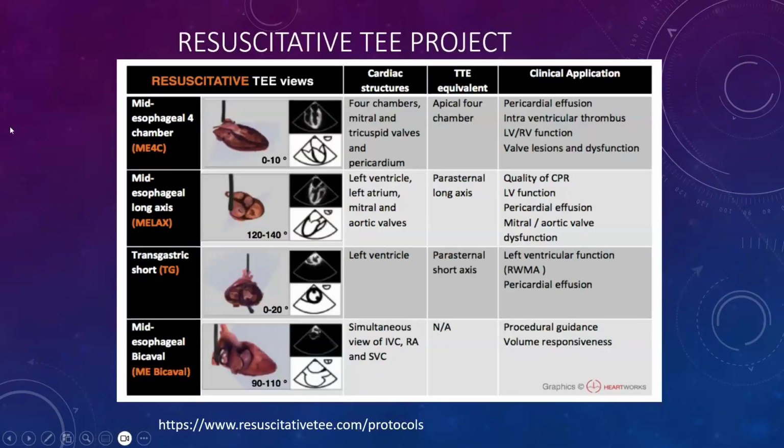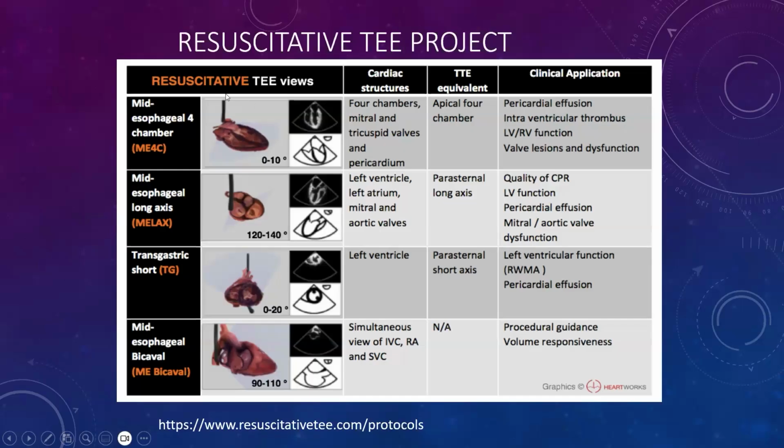So I know that was a lot, right? But the ones that are probably going to be the highest yield for you that I want to make sure we touch on are the mid-esophageal 4-chamber view. You stick the probe in. You don't have to change the omniplane angle. You see 4 chambers. You see the mitral and tricuspid valves. You see the pericardium. You can look for tamponade, effusion. You can see rip-roaring MR from a ruptured papillary muscle or something like that. You can see your LV and RV function.